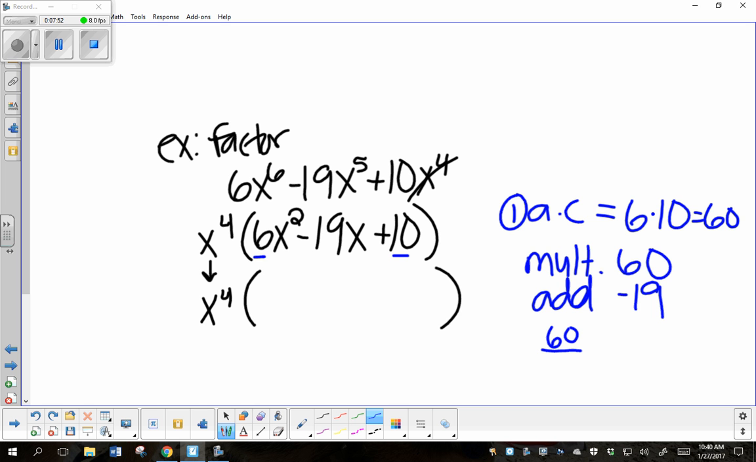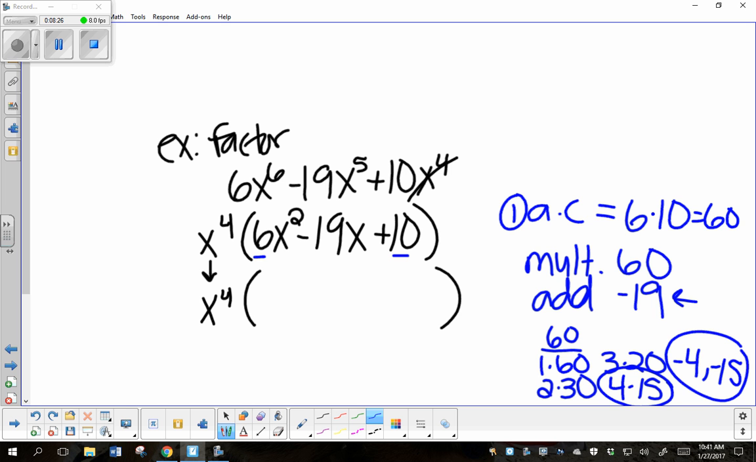So let's look at our factors of 60. 1 times 60, that won't get me 19. 2 times 30, that won't get me 19. 3 times 20, I could get 17, that's pretty close. 4 times 15, ooh, I think I can get negative 19 from 4 and 15. So I want to multiply up to a positive number, so I can either do a positive times a positive or a negative times a negative. In order to add up to negative 19, I need to make them both negative. So negative 4 and negative 15 are my two numbers that multiply to positive 60, and they add up to negative 19.